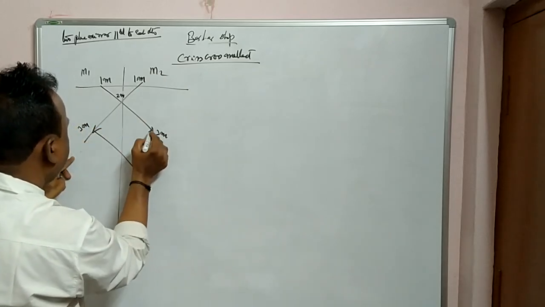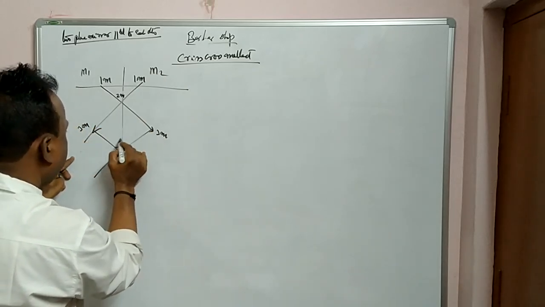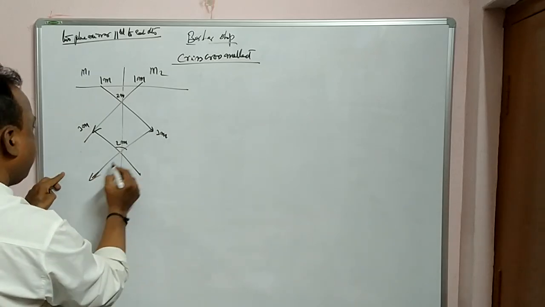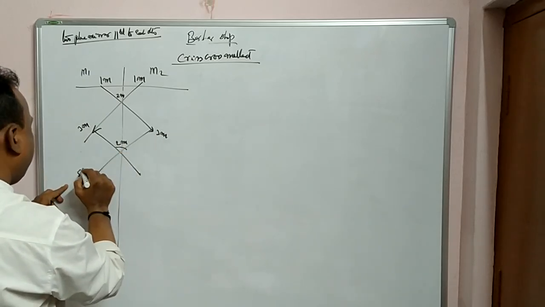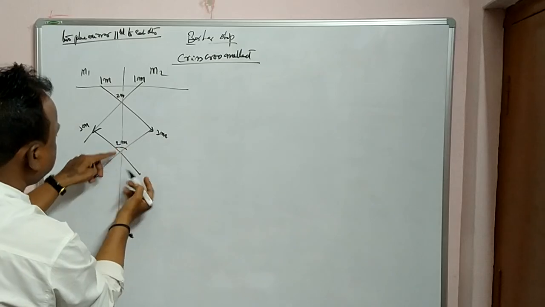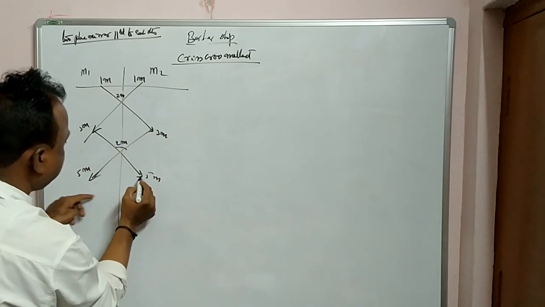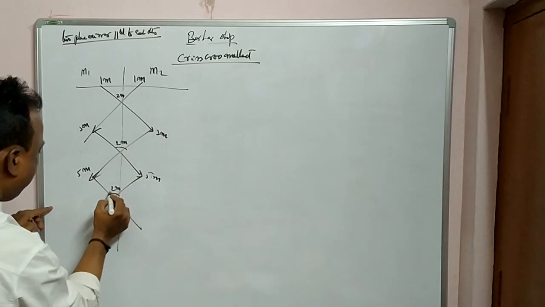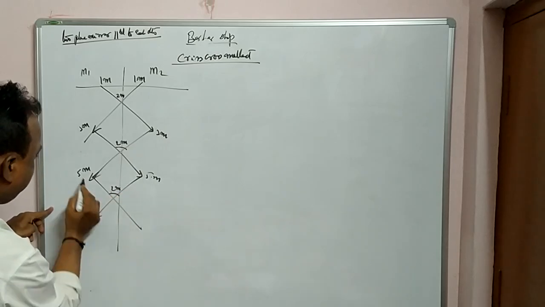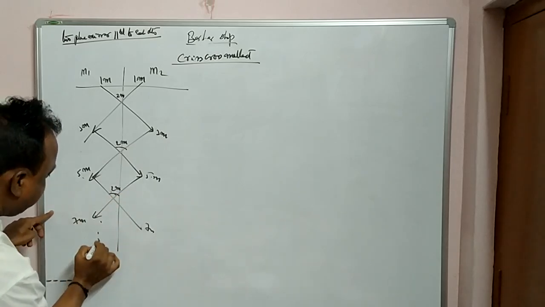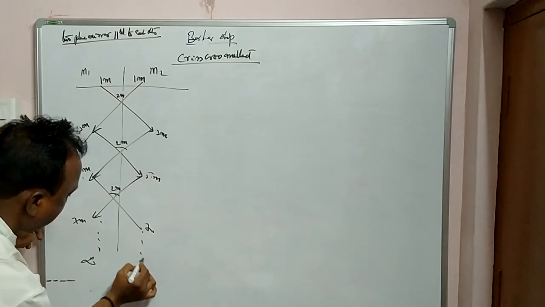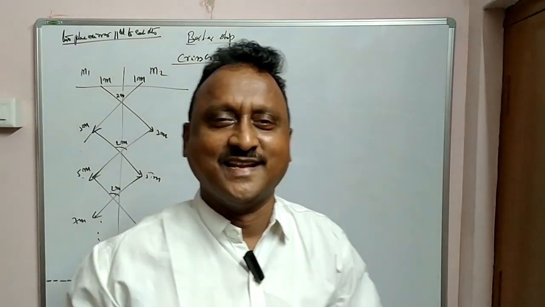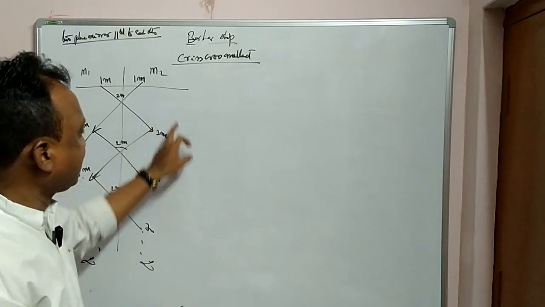Again continue crisscross. Distance between the two mirrors, 2 meters. Again where is the image formed? 3 plus 2, 5 meters. Again crisscross. Distance 2 meters. 5 plus 2, 7. Like this, you can observe infinite images are formed in plane mirrors. This is a simple method, the crisscross method.